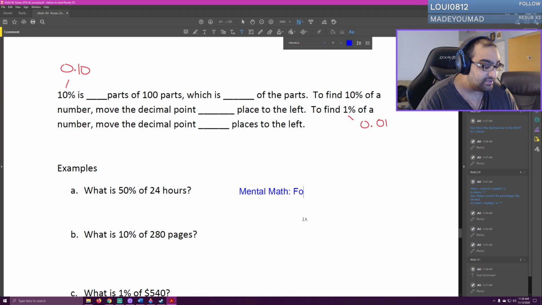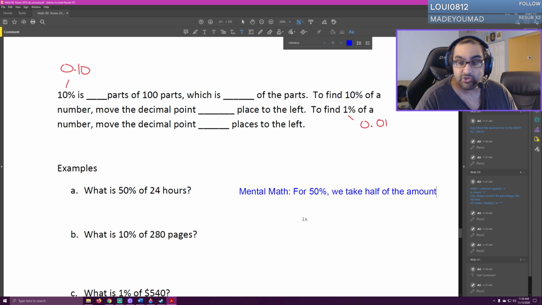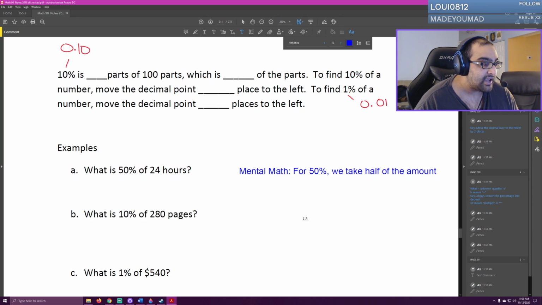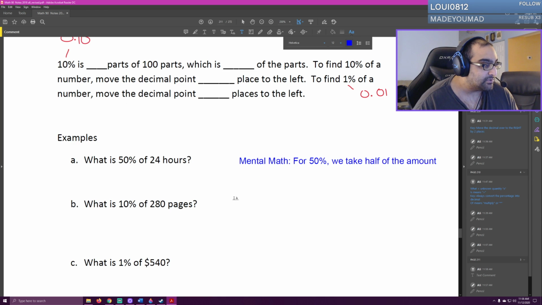So for mental math here, for 50%, we just do the same exact thing. We take half of the amount, okay? So for mental math's sake, for 50%, we take half of the amount here.